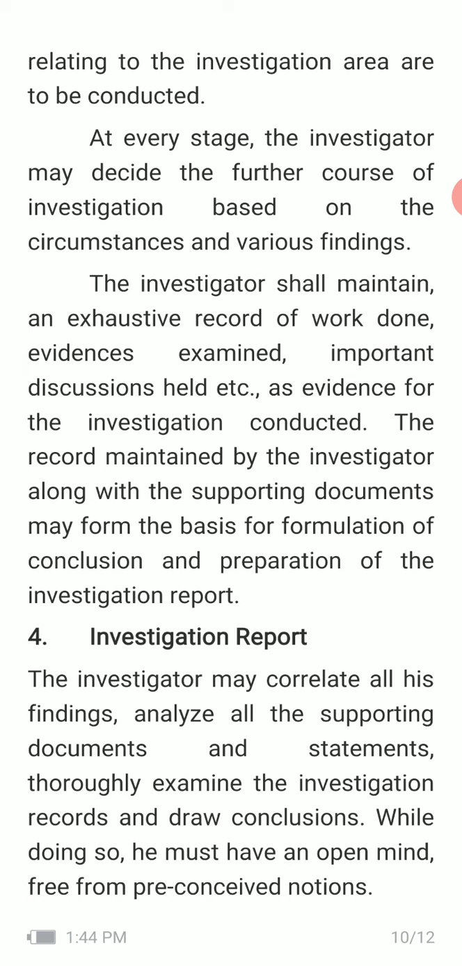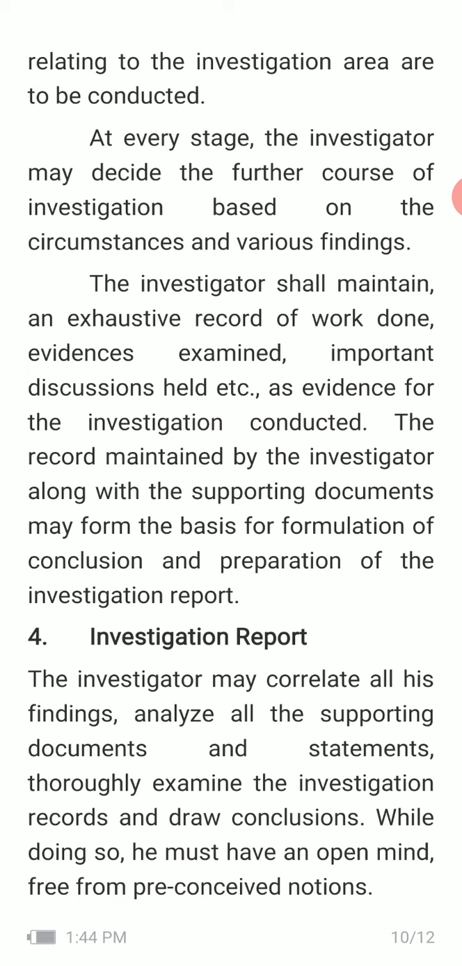Then the investigator shall maintain an exhaustive record of work done, evidences examined, and important discussions held, as evidence for the investigation conducted. So he has to maintain a record of work done. It should include the evidences examined, whatever he has checked, and important discussions held with particular persons. All these things should be recorded, because it is the evidence for the investigation conducted. It is proof that the auditor has conducted the investigation.